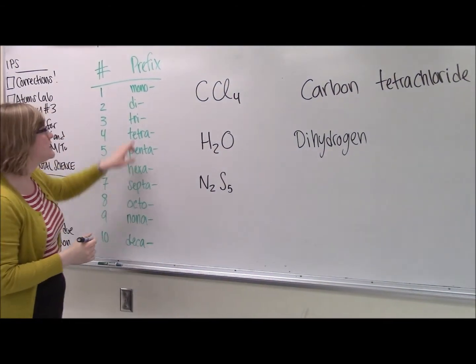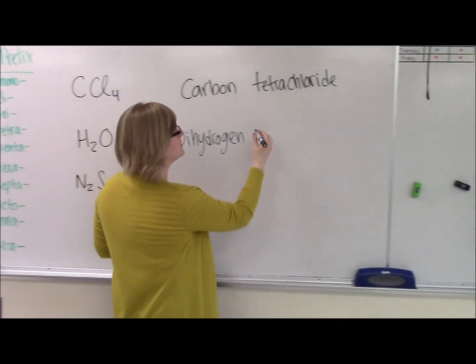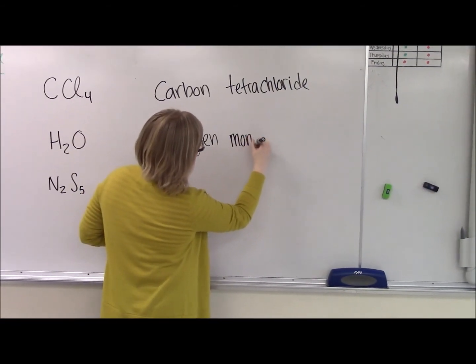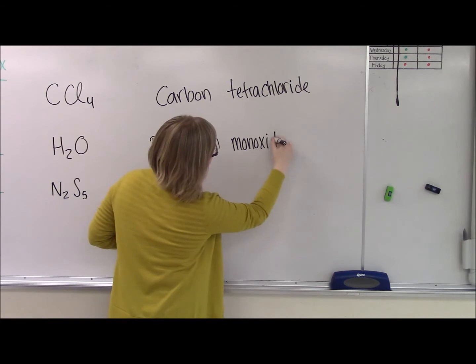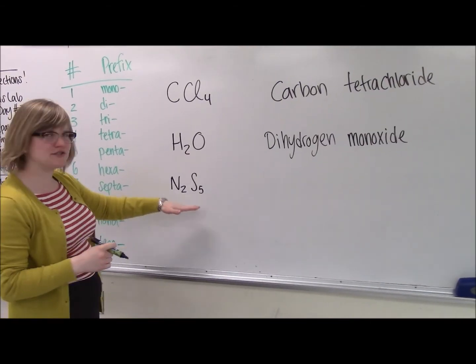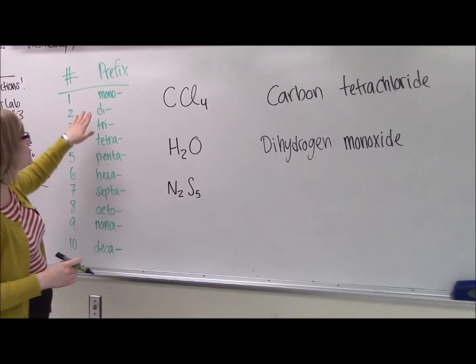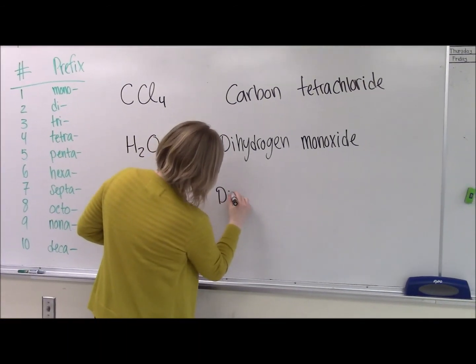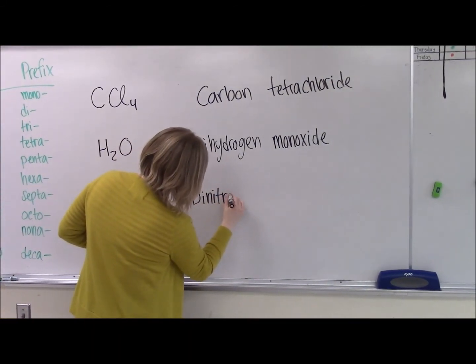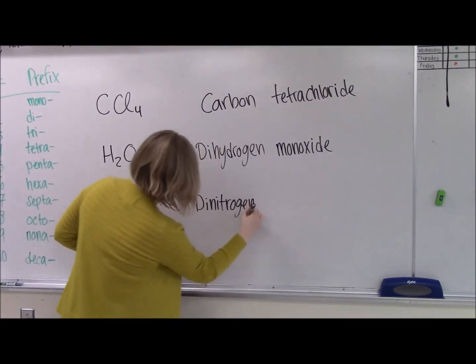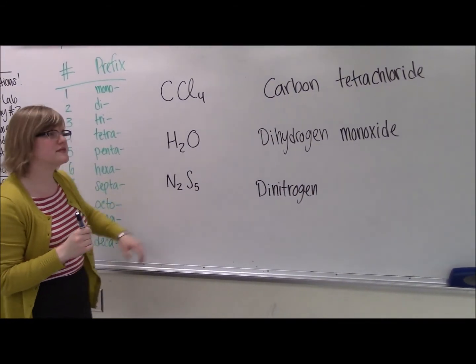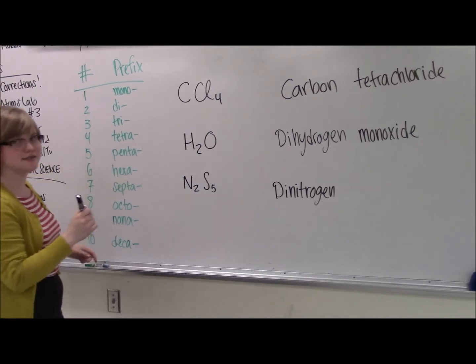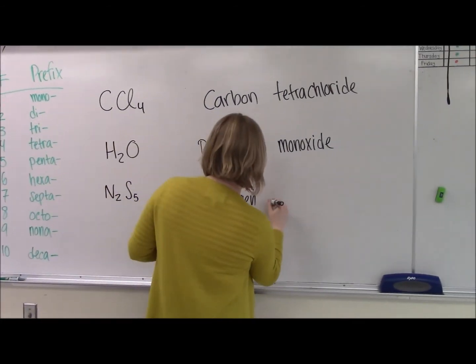And we just have 1 oxygen because it's the second element. We have to use the prefix mono. So we've got dihydrogen monoxide. Our last compound is with nitrogen and sulfur. We've got 2 nitrogen atoms, so we're going to use dinitrogen to begin. And we have 5 sulfur atoms, so we need pentasulfide for our second part.